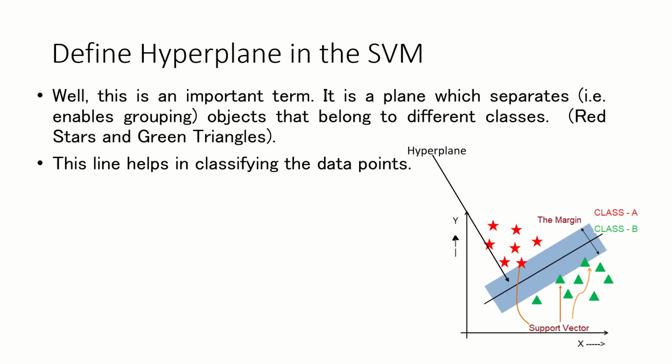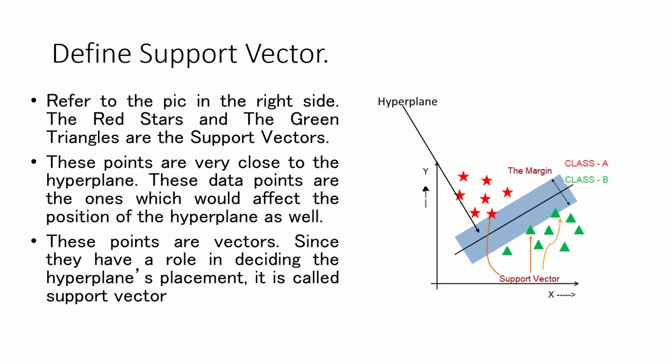Now, define hyperplane in SVM. This is the question that I started talking about in the previous question, but now we are going to complete it. Very important question: what is a hyperplane? It is the plane which separates the objects that belong to different classes. You can see that this is the hyperplane that we are talking about, and the red stars and green triangles are classified and grouped properly. This line enables grouping, and that line is called the hyperplane. Remember it, this is a very important question.